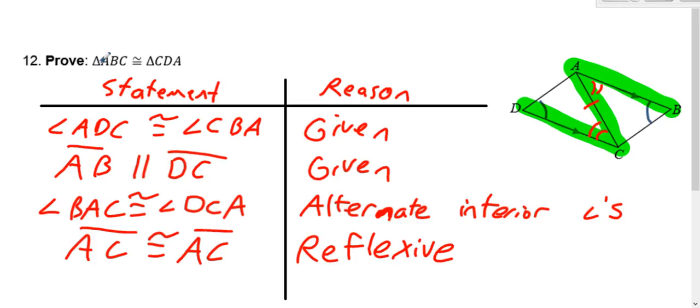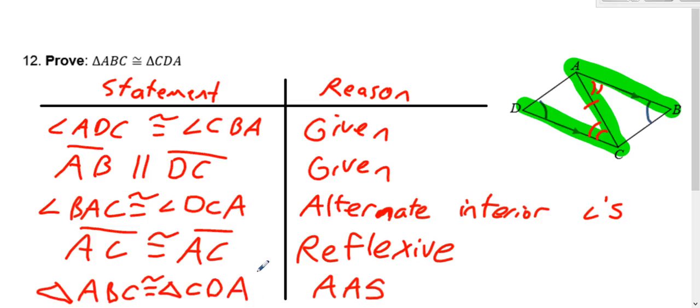So now to prove the triangles are congruent, we have ABC and CDA. They are congruent because we have an angle, another angle. The side is not in between, it follows them. So it will be angle, angle, then the side. That proves the triangles are congruent. ABC is congruent to CDA.